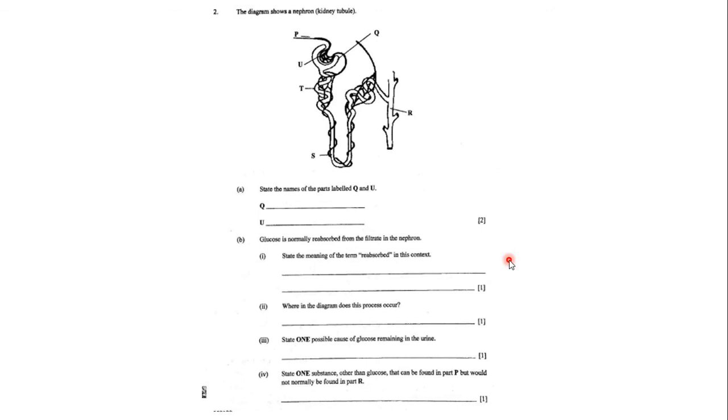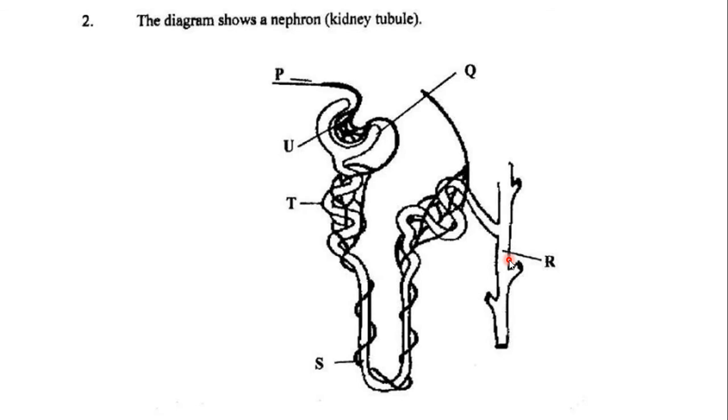Okay, so let's consider the diagram of a nephron. So let's zoom it in. And so it says the diagram shows a nephron, which is a kidney tubule. And we want to label this diagram, okay?